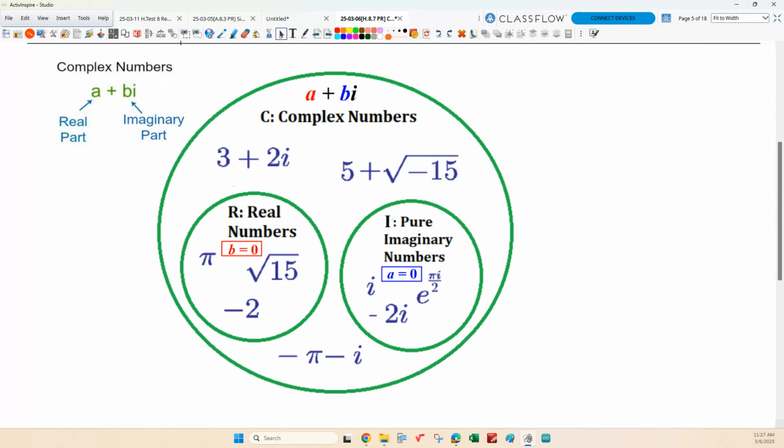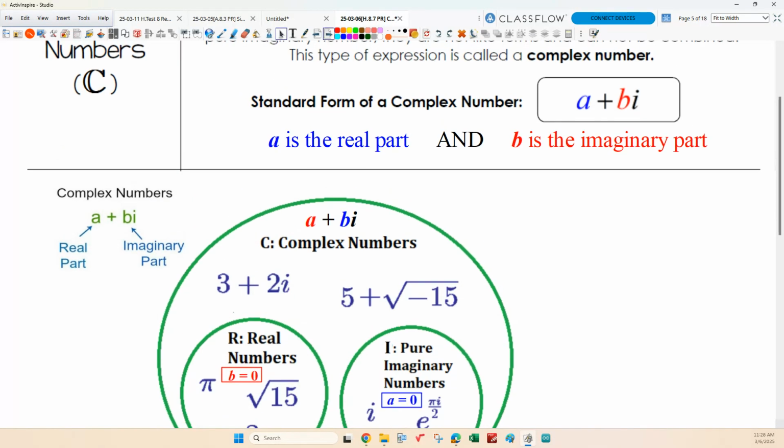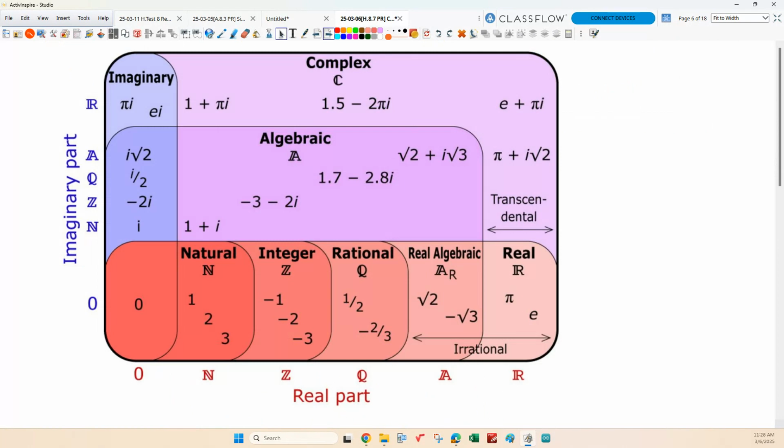They're going to have a real part and an imaginary part. Okay, so dealing with these complex numbers. Now here's just another more sophisticated representation of how we could classify numbers into smaller subsets. Everything you've done in the past has fallen into this part: natural numbers, integers, rational numbers.